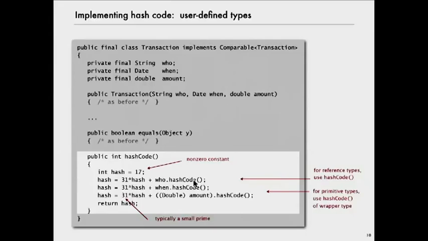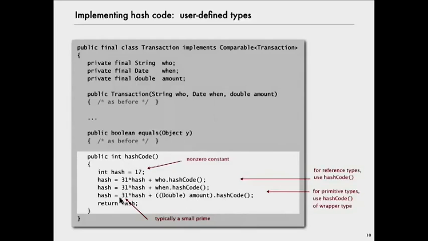So if it's a reference type, we just use the hash code. Who is a string, so string has a hash code method, so we add that in. And dates, when is a date, so we add that hash code, multiply by 31 and add that hash code in. Trying to take all the bits and scramble all the bits and use them. And for primitive types, take the wrapper type and use the hash code.